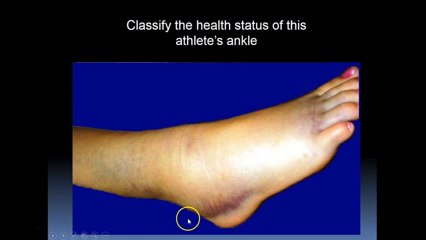So let's take a look at this video here, hoping it'll work. Okay, maybe not. So what would you classify this ankle as? Just looking at it. Come to class and be prepared to tell me what grade of ligamentous sprain you would give this particular pathology. I want you to be able to justify why you would grade it what you've graded it.